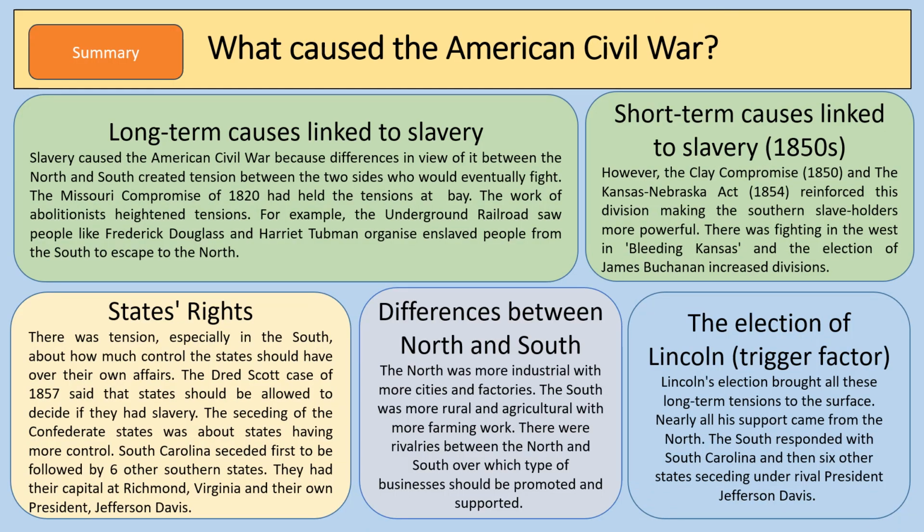So there you have it, the main reasons for what caused the American Civil War. A nice little summary there for you to focus on. So you've got things like long-term causes linked to slavery, some of the more short-term causes linked to slavery, thinking about how the Clay Compromise and California becoming a free state in 1850 is a really important factor for further increasing the tensions. Obviously, the election of Lincoln as a key trigger factor, and then a couple of alternative arguments to slavery, so you can talk about states' rights, or just those general differences between the North and South.